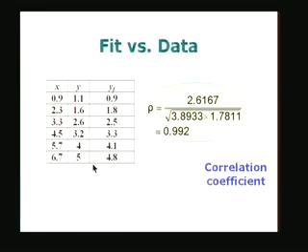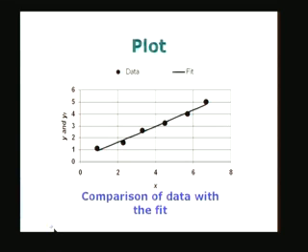To confirm further, I can calculate the correlation coefficient using the formula which we gave earlier, this 2.6167 divided by the square root of sigma x squared sigma y squared. This gives you 0.992. The correlation coefficient is 0.992, very close to 1, and therefore we expect the fit to be very good. I can also show the comparison in the form of a plot, and the plot also indicates that the dark circles and the line are close to each other, and therefore we expect the correlation to be good.